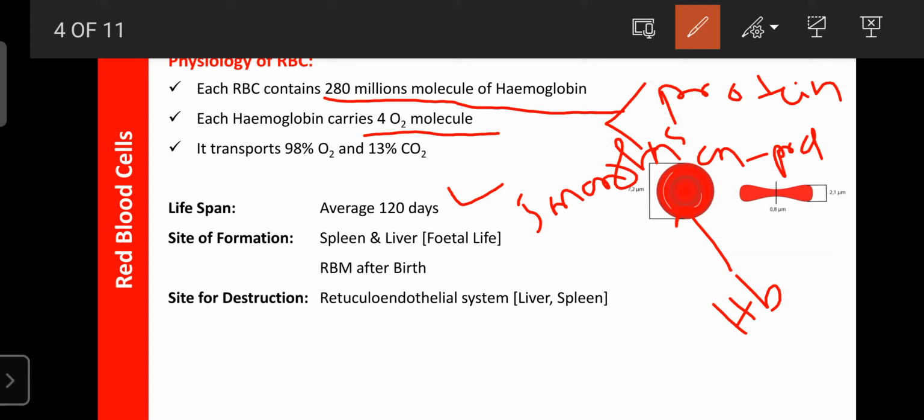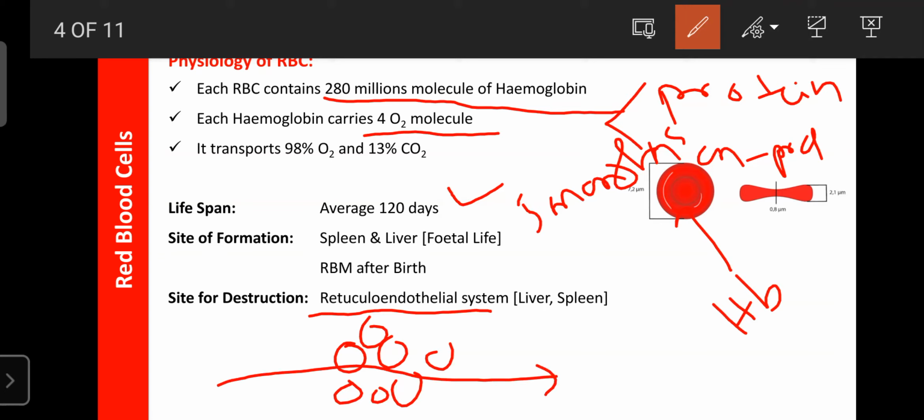And here the RBCs are mainly destroyed by the reticuloendothelial system. This system is nothing but a group of cells that forms a mesh-like structure. The blood is transported through the mesh, and those cells are irregular, so the RBCs get stuck there and are damaged. This reticuloendothelial system is also known as the RES. These systems are mainly found in the liver as well as the spleen.